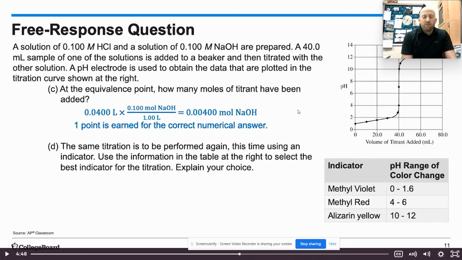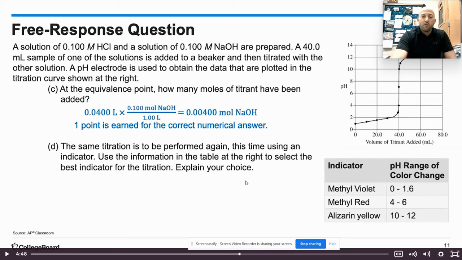Okay, so again, we've got 0.04 liters, or 40 milliliters. We just multiply that times our molarity. And molarity, when we say that it's 0.1 molar, it's like saying we have 0.1 moles of sodium hydroxide per every liter. We cancel things out, and we had 0.004 moles of sodium hydroxide.